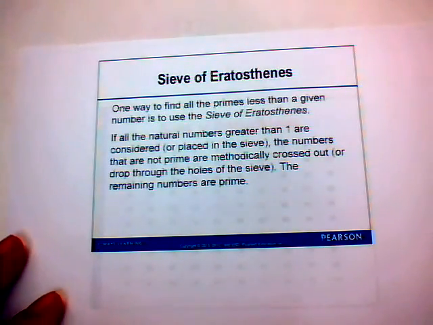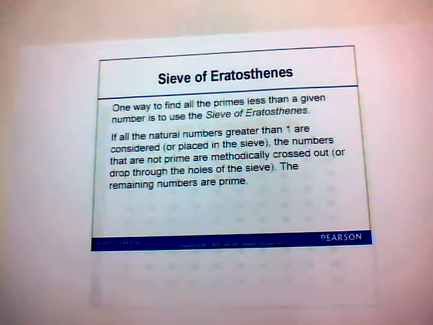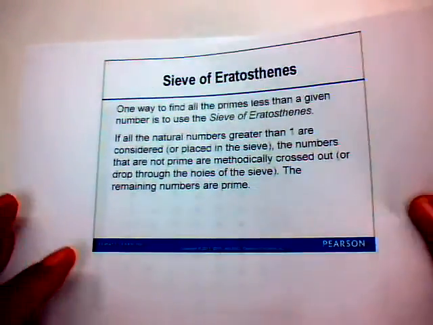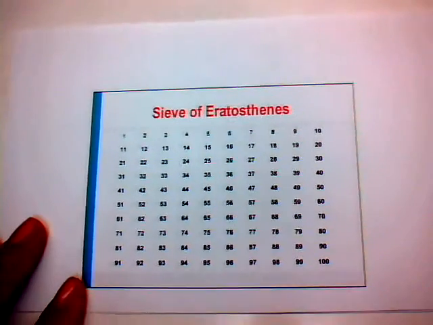Okay, the next thing we'll look at is the Sieve of Eratosthenes. Here's one good way of finding all the primes that are less than a given number, and that's to use the Sieve of Eratosthenes. Here we're going to take all the natural numbers greater than 1 and place them in what they call a sieve. The numbers that are not prime are methodically crossed out or dropped through the holes in that sieve. The remaining numbers will be prime. And we're going to go through a Sieve of Eratosthenes, in this case, to find all the prime numbers that are between 1 and 100.